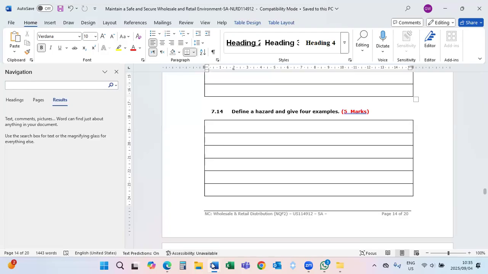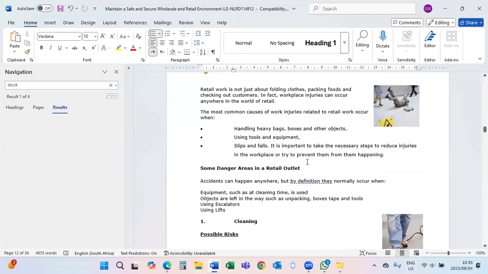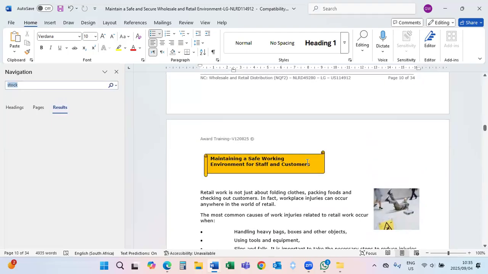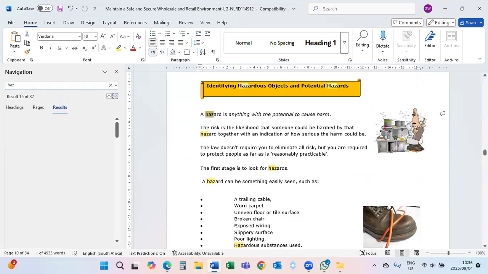Define a hazard and give 4 examples. Let's do that again. I think they were here. Now let's go for hazard. H-A-Z, hazard. So there we go. There's a hazard there.